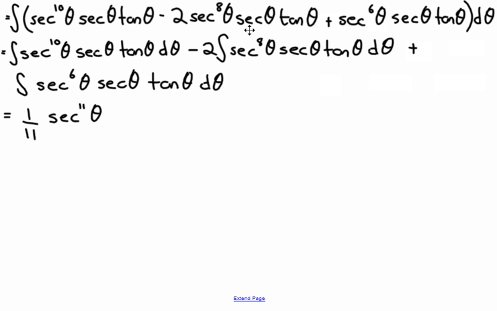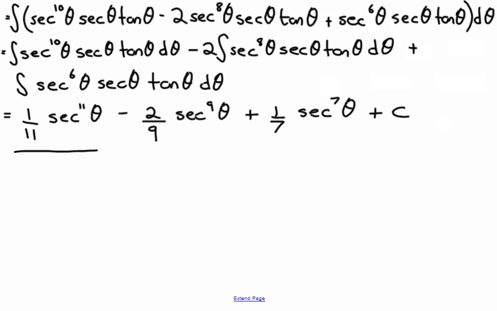Same thing here, but I've got a minus 2 first. I see the derivative of the inner function, so there I just add on 1 and divide by 9, so it's sec to the power of 9 theta. Plus, go to the last one, see there's the derivative of the inner function, so I'm using inspection, I just add 1 on. So I've got sec to the 7 theta divided by 7, so it's 1 over 7 sec to the power of 7 theta, and I add my constant of integration.